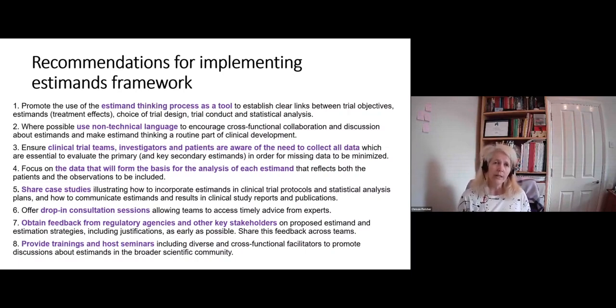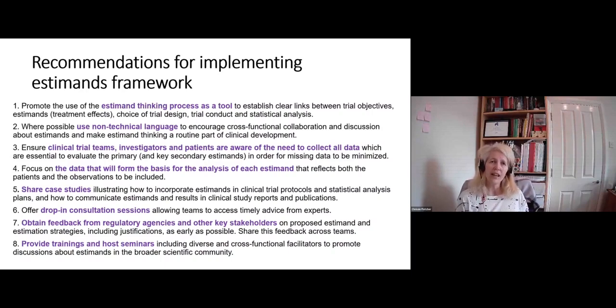Really important, if you're in a regulatory setting where your trial is going to be part of a submission, is to get feedback from the regulatory agencies and other key stakeholders, for example, our HTA agencies, on our proposed estimands and our proposed estimation strategies, and to give a rationale. Why have we chosen that estimand? Why does it align to the clinical trial objective? That really helps all our stakeholders to understand the choices we've made.